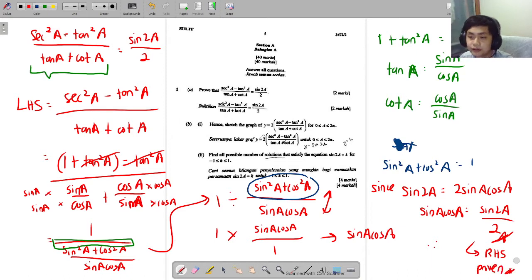Right? So that's how we prove this equation. Not enough space to work with here, so I'm just going to erase this.